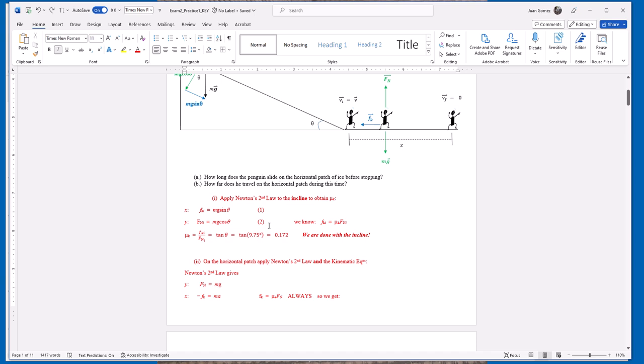Well, I know theta was given. Theta was the 9.75 degrees. So I get mu k is the tan of 9.75 degrees. Make sure you're in degrees mode. And you get 0.172. Now we're done with the incline. We don't have to worry about it again.